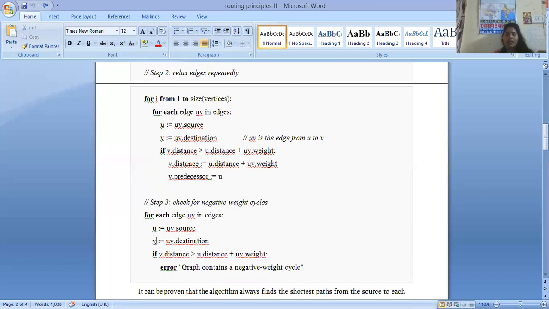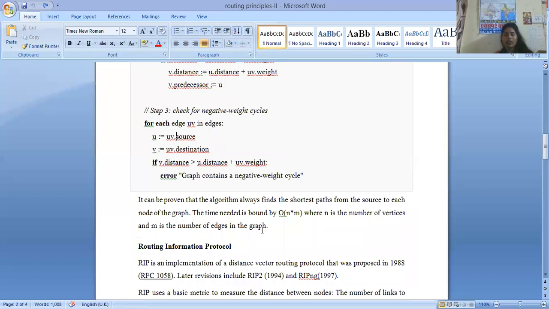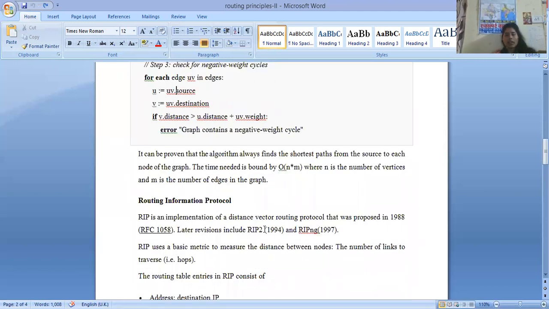Clear? So it can be proven that the algorithm always finds the shortest path from the source to each node of the graph which is presented in a network. The time needed is bounded by big O of N times M, where N is the number of vertices and M is the number of edges in the graph.